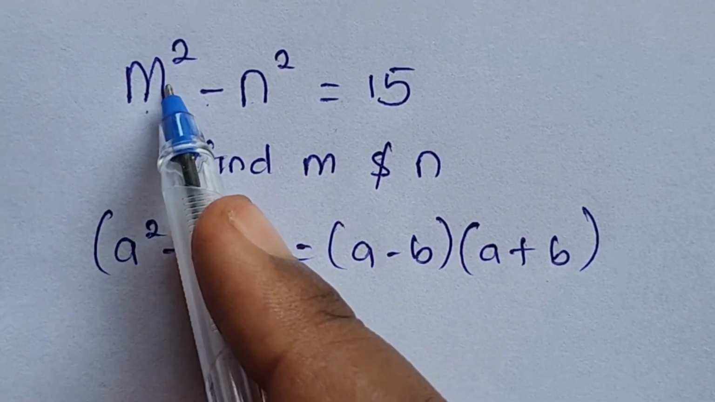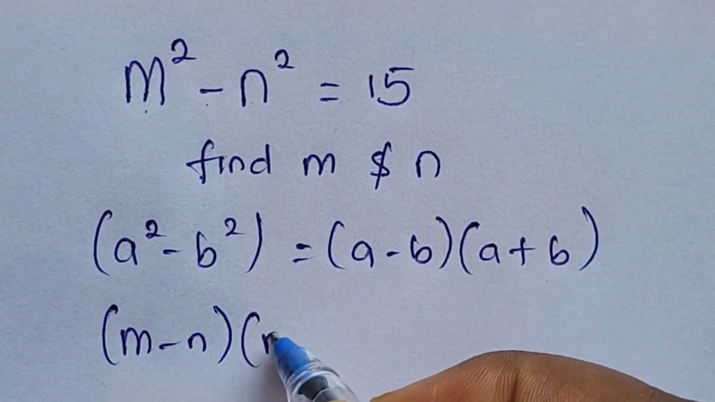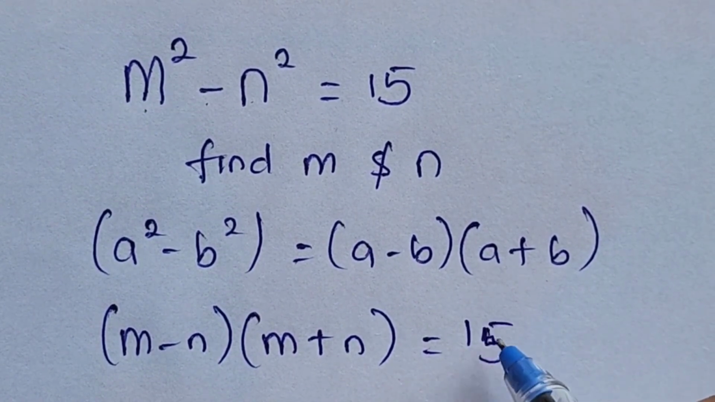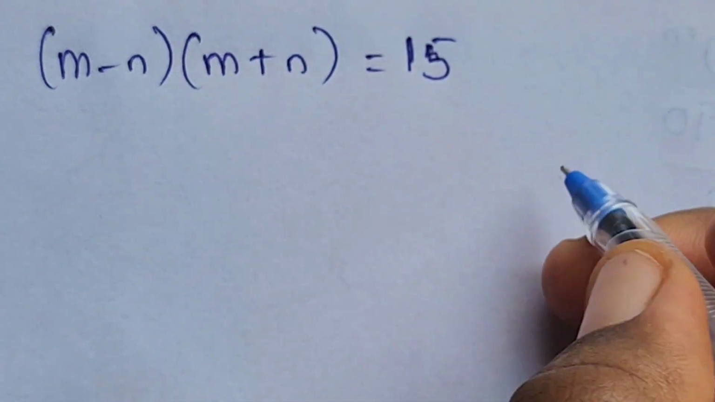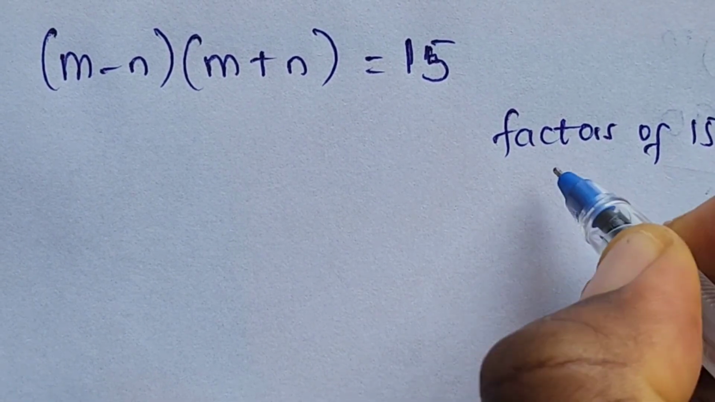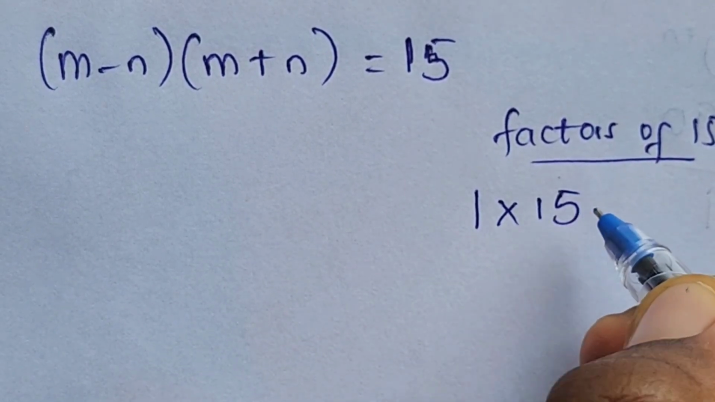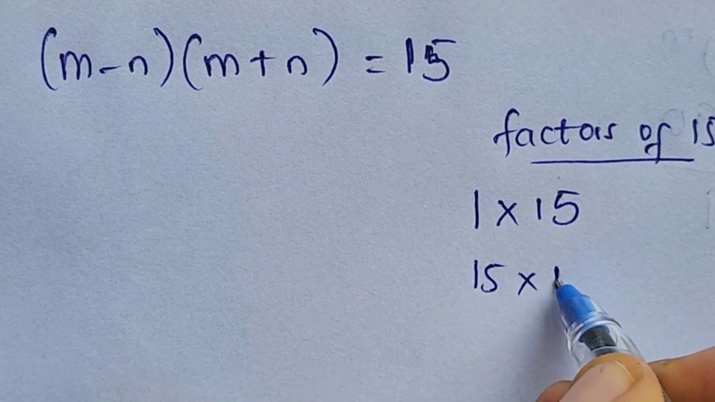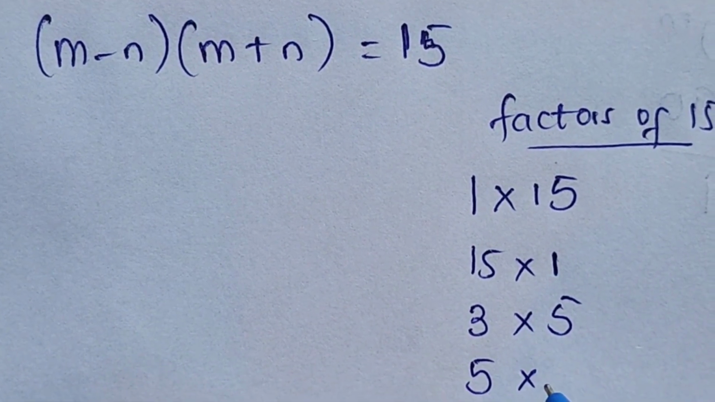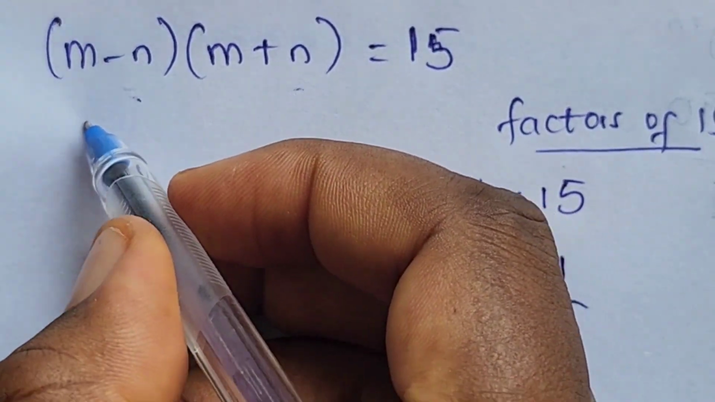So from here, our m squared minus n squared becomes m minus n times m plus n, and is equal to 15. Now let's consider the factors of 15. We can have 1 times 15. We can have 15 times 1. We can have 3 times 5. And we can have 5 times 3.